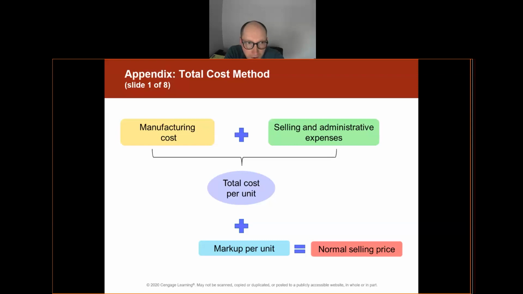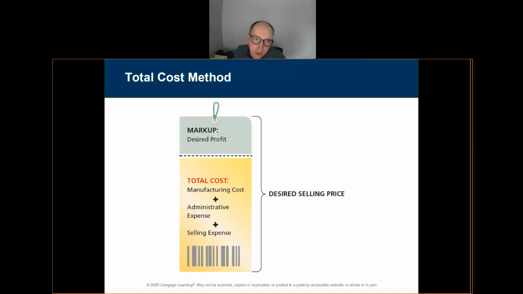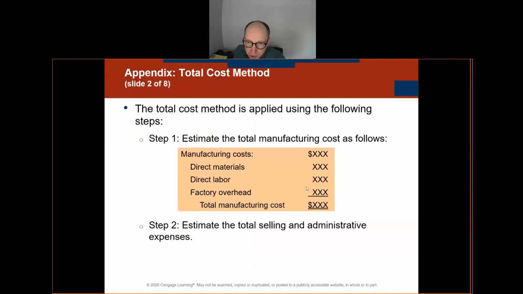Okay, a couple of appendices I want to talk about. I'm just kind of recapping at this point. Manufacturing and selling administrative costs give you your total cost per unit, plus unit markup gives you a normal sales price. The other alternative to that is we take our total cost, which is manufacturing plus administrative plus selling, plus desired markup, desired profit, gives you your desired sales price.